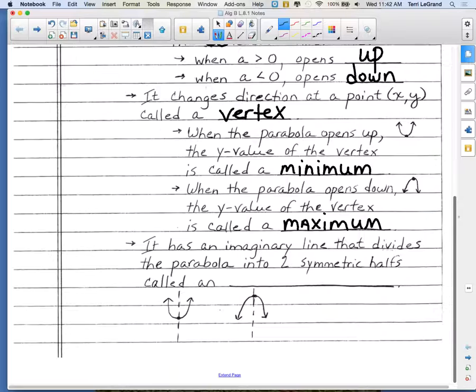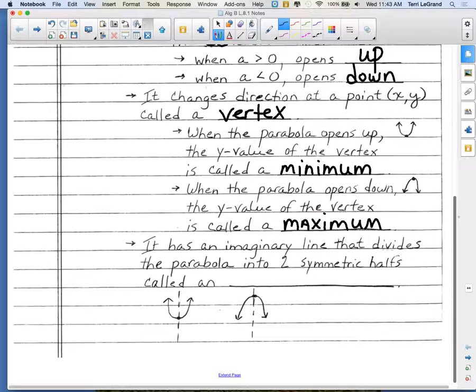When it opens down, it has a maximum. Can you ever go any higher than this? No. Can you get a minimum? No, because you'll never get there. It goes on forever. So it stops at a maximum. So when it opens down, it will always have a maximum. When it opens up, it will always have a minimum. Basically, whatever the tip is pointing to.